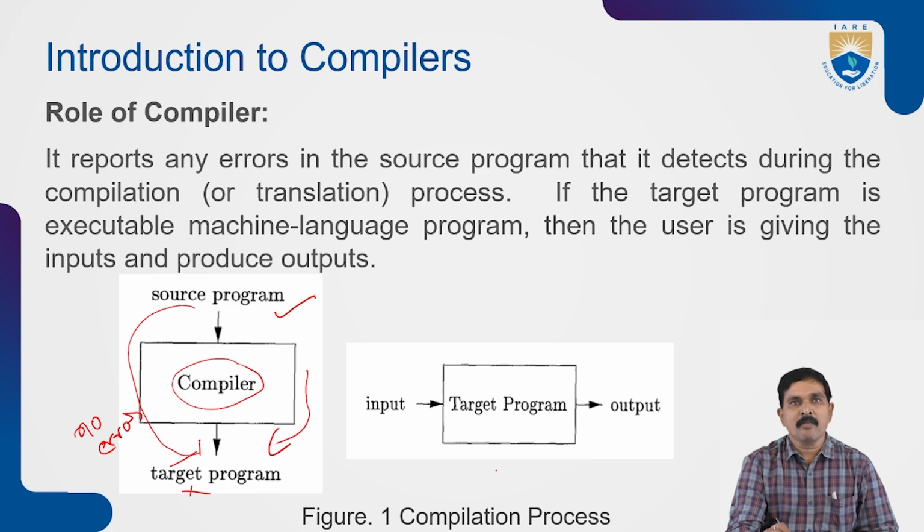So we have to see what the use of the target program is. The target program may be understandable by the machine. Once it is machine understandable, it generates your user expected output. So these two figures explain the role of the compiler.